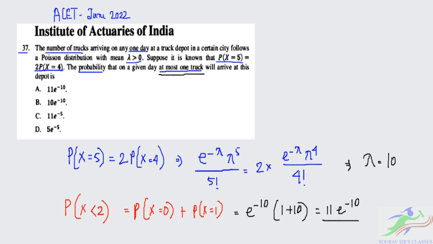Now check with the options. The correct option is 37A. So for question number 37, A is the correct option. Let's move to the next question.